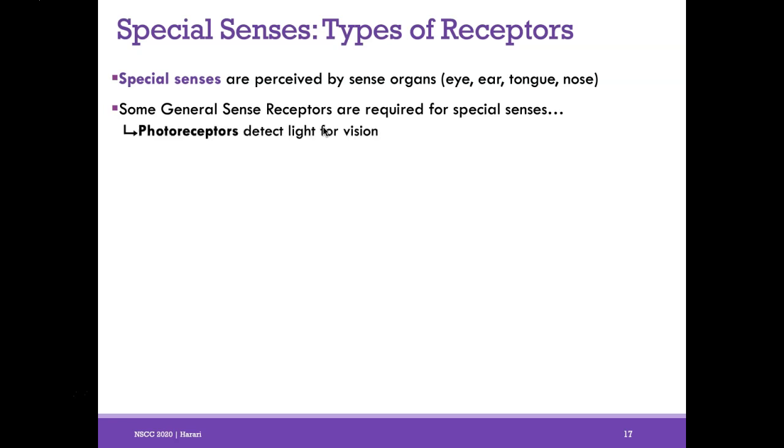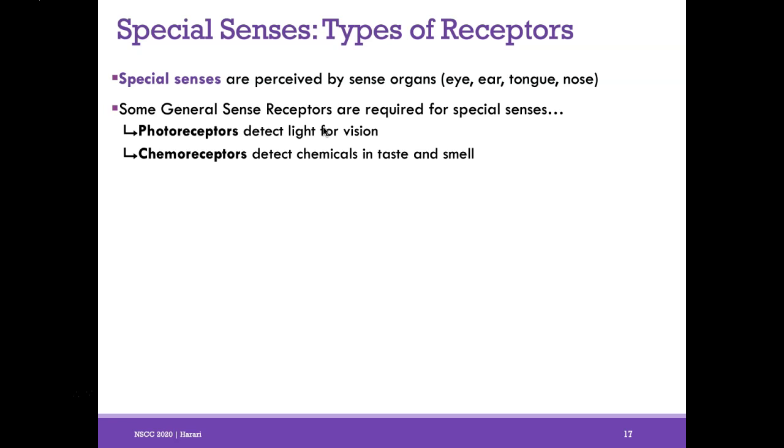So we said photoreceptors detect light. We have photoreceptors in our retina, right in the back of our eye, that detect light for vision. But the eye is a sense organ because there's all these different kinds of tissues. You have blood, and you have fat, and you have connective tissues, and you have neurons. You have all these different kinds of cells in an eye, not just the photoreceptors. So it's a sense organ. And vision is therefore a special sense because it's perceived by a sense organ.